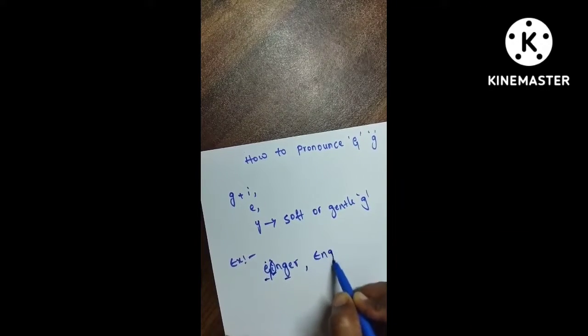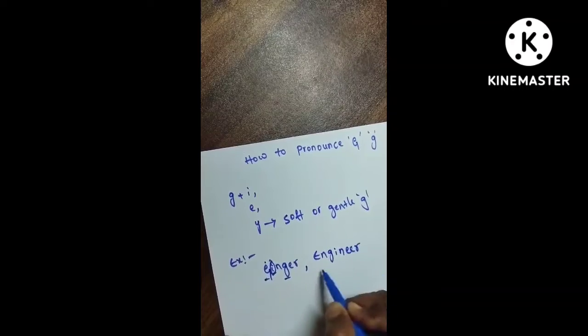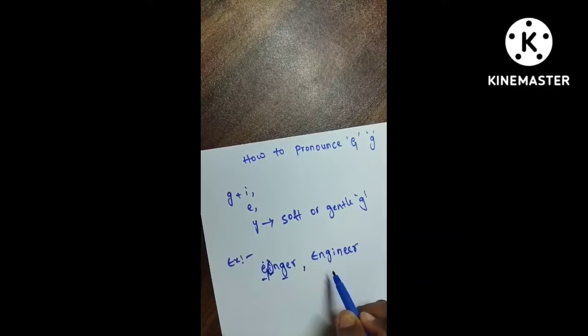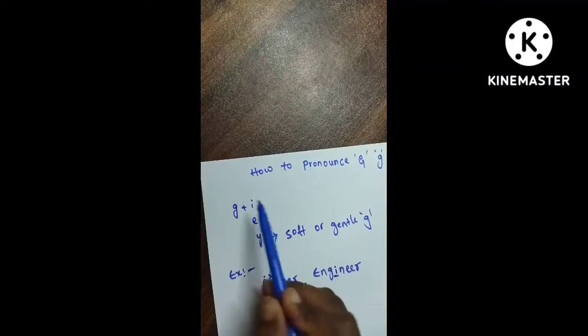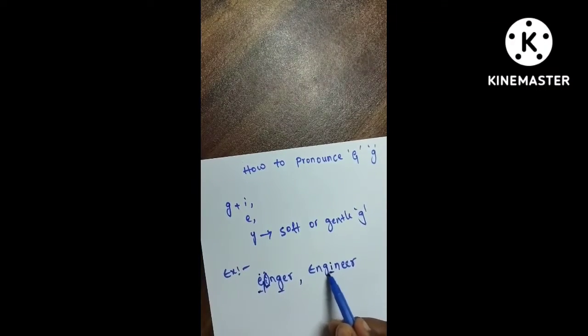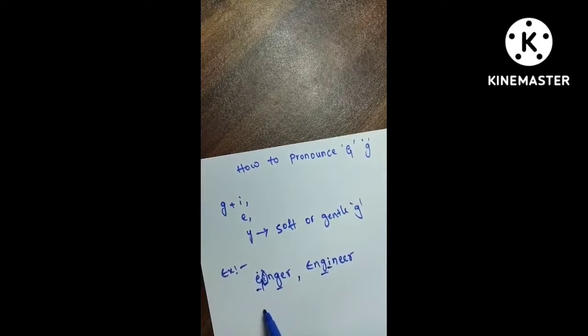Next, we don't know whether to pronounce this as engineer or engineer. So let us see what the next letter after the G is. Here I is there. So according to our rule, if I, E, or Y is there, then it becomes soft G. It makes the sound Ja. Let us see the next example.